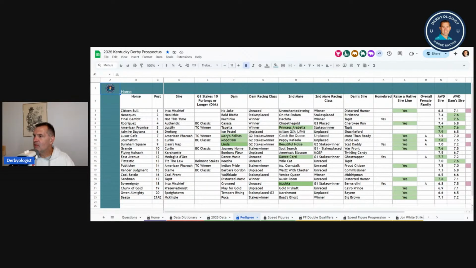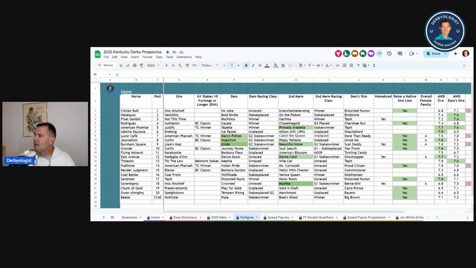And then I highlight them if they were either a good runner on the dirt or a stakes winner like Beautiful Noise. What's interesting is Burnham Square has a mare that was a stakes winner and then a second mare that was a stakes winner. And that is why I gave him an A for an overall female family. And then Journalism has an A because Mopatism, the mare on Journalism, was a grade 2 stakes winner. And then Luxor Cafe, she was a stakes winner, so I put an A for him. And you get down really to not a lot of horses that have really good pedigrees.